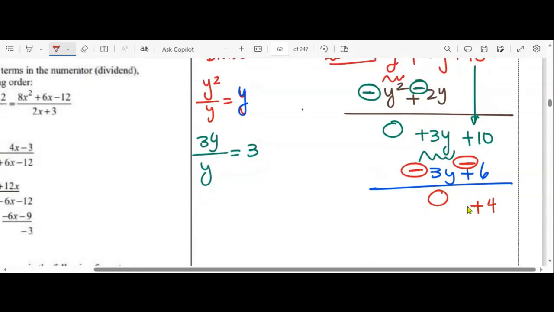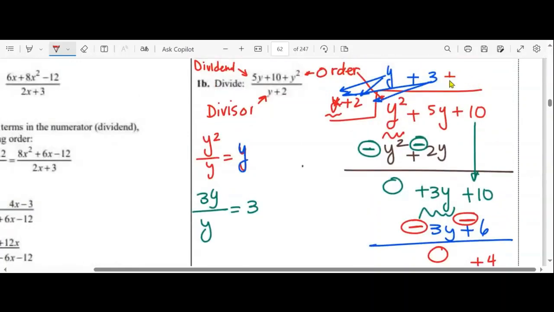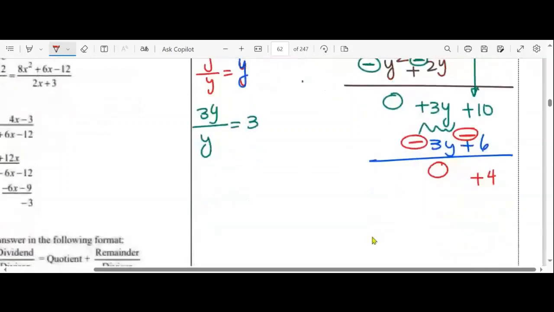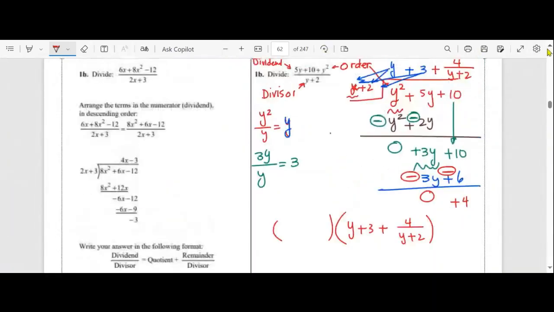I cannot divide 4 by y. All I have to say is just the remainder is going to be plus 4 divided by y plus 2, because I cannot divide it. So that's your final answer. So your answer would be y plus 3 plus 4 over y plus 2. Okay, and that means if you multiply this times y plus 2, it means it equals y squared plus 5y plus 10. That's what it means. Is this clear?